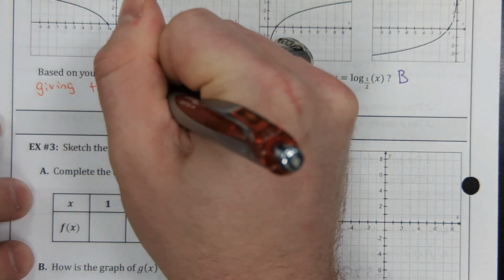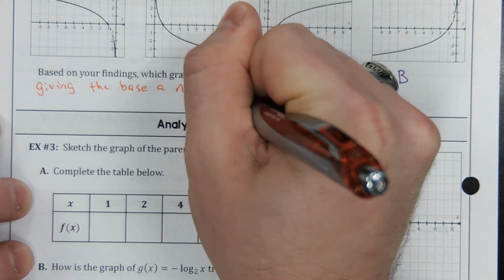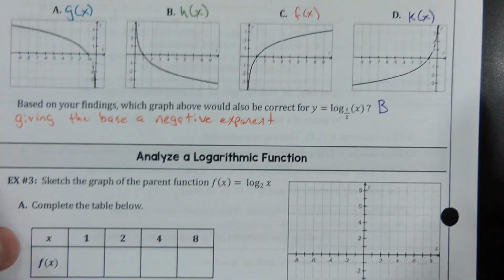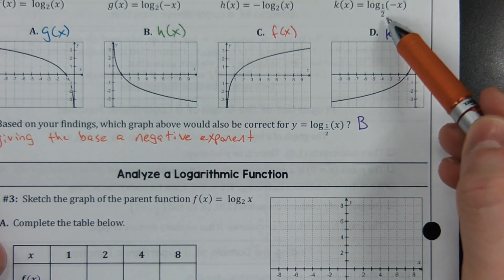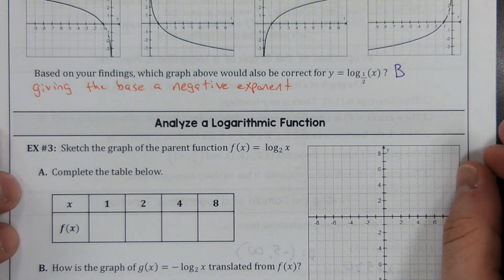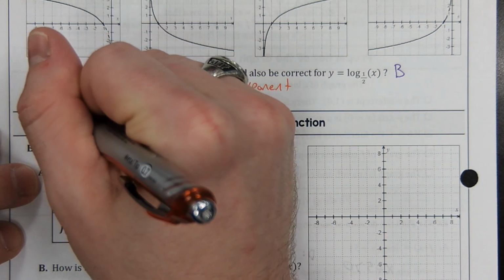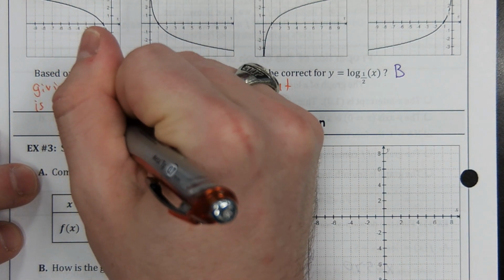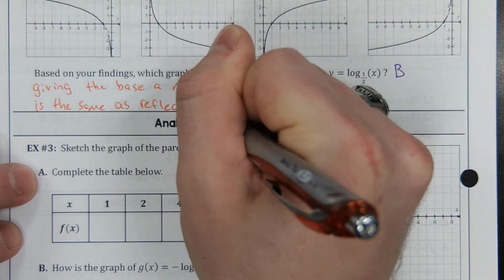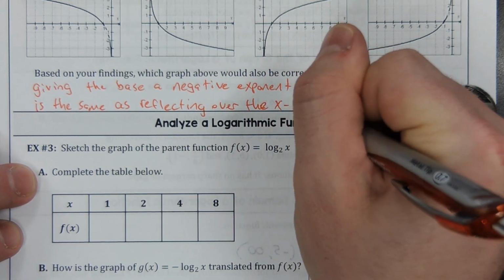Giving the base a negative exponent, by the way, that is 2 to the negative 1. So it's the same base, just with a negative exponent. Giving the base a negative exponent is the same as reflecting over the x-axis.